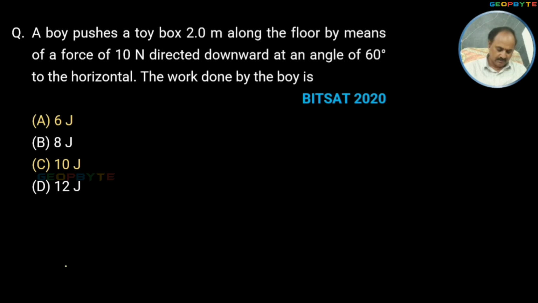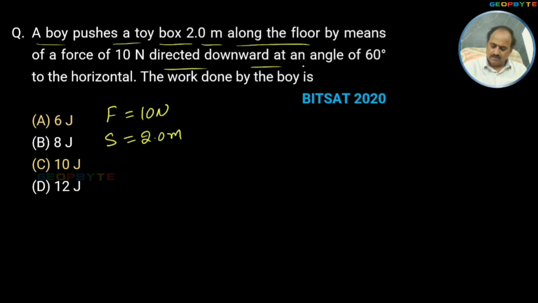Look at this problem. A boy pushes a toy box 2 meters along the floor by means of a force. Force applied by the boy on the toy box is 10 newtons. The distance traveled by the toy box is 2 meters, directed at an angle of 60 degrees, theta given as 60 degrees to the horizontal. You're asked to decide the work done by the boy.